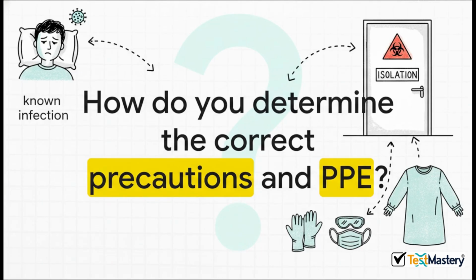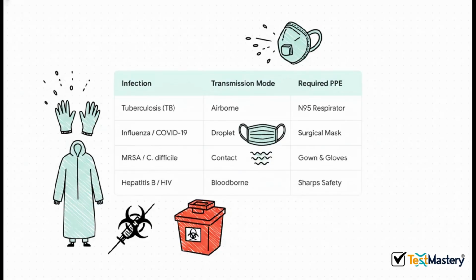Imagine an exam question. You see a patient's room has an isolation sign on the door because of a known infection. What do you do? Well, the answer comes from knowing exactly how that specific bug travels. And here's your cheat sheet. Honestly, for the test, this is something you just have to memorize.